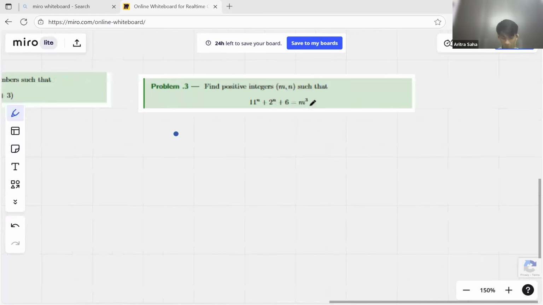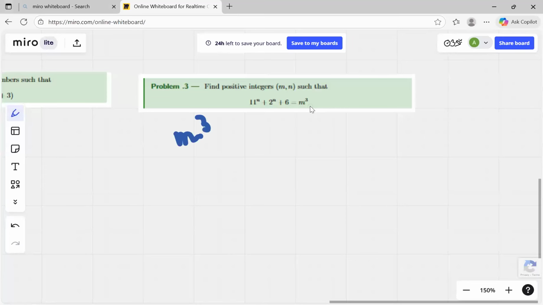Okay, mod 3. What does mod 3 give? Let's try mod 3. So m cube, what is m cube mod 3? Zero or plus minus 1, yeah, it can be anything basically. So it's not that restrictive. The mod 3 on m cube is not that restrictive because it can be anything, so you don't get any information from that.